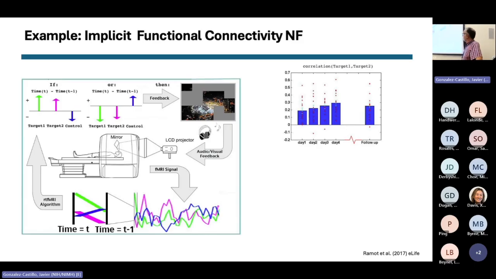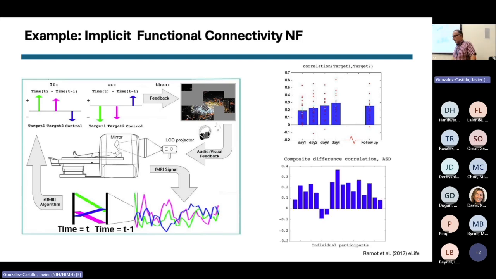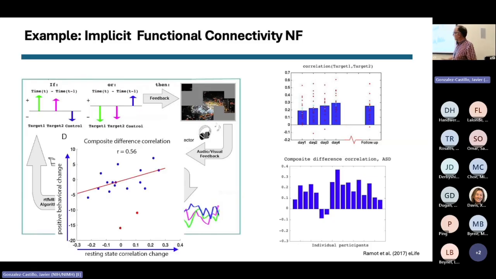What you can see here is that overall, over the days, the subjects were able to improve the correlation between both targets. Of course, there's a lot of variability across subjects. Some did great, some didn't do it. So again, that idea that you're always going to have a subset of the population that doesn't work. But what was very nice about this is that they were able to find a correlation between the level of change in connectivity in these 2 ROIs and a measure of social impairment on those follow-up studies too.